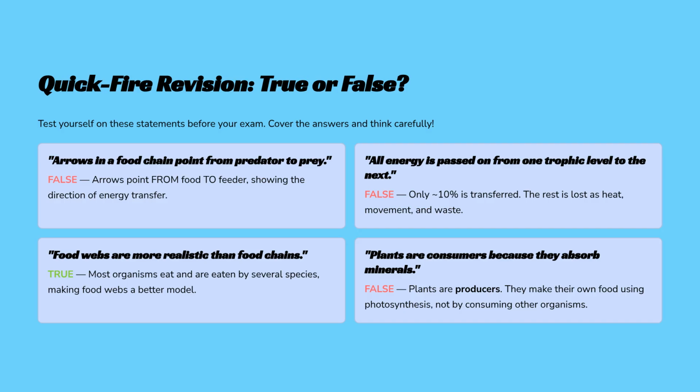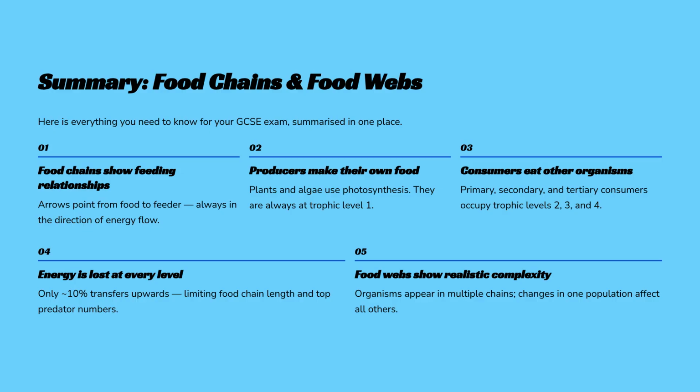Quickfire review. Arrows point to the feeder. Energy is lost at each level. Food webs are more realistic than chains, and plants are producers, not consumers. To summarize, chains track energy flow. Producers power the system. Consumers eat others. Energy loss limits chain length, and webs show the complexity of ecosystems.